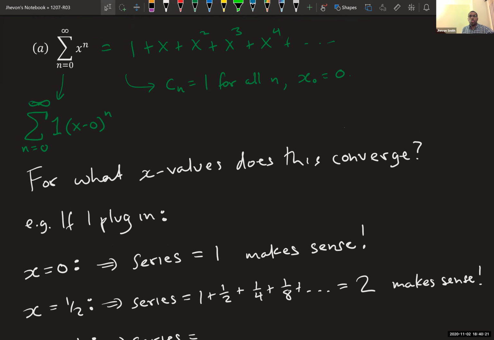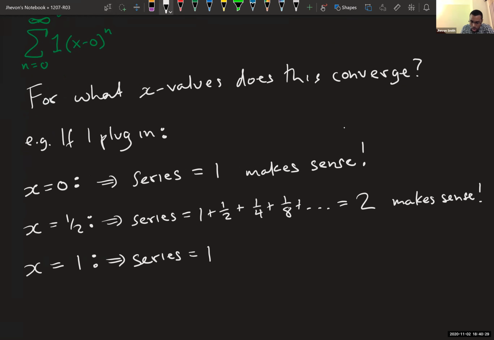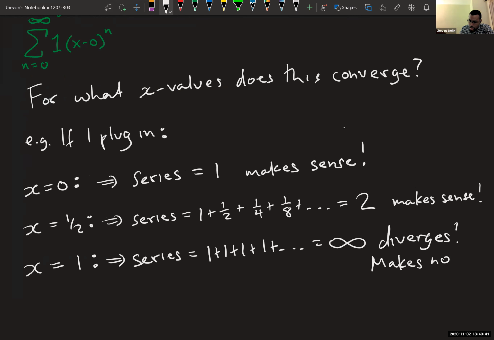If I plug in x equals 1, what happens? Wouldn't it diverge? It would diverge. Notice that if I plug in x equals 1, I would get 1 plus 1 plus 1 plus 1 plus, it's infinity. Diverges. Makes no sense. It doesn't make sense as a bona fide real number, right?